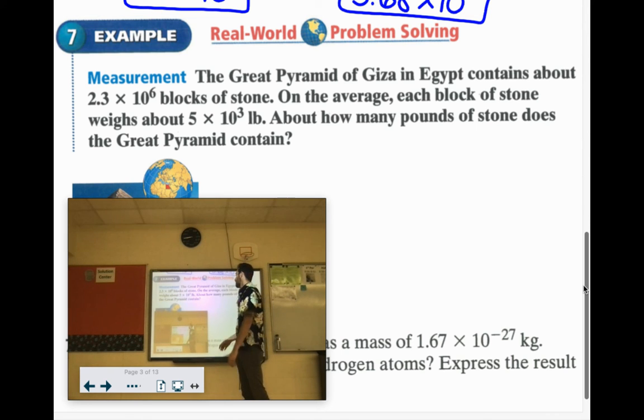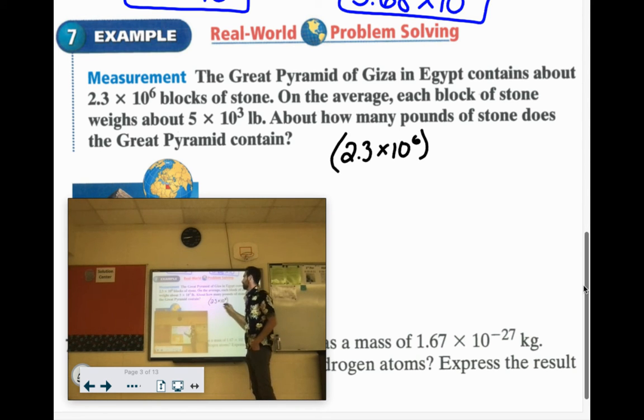Now, if I said there were 100 stones, and each one of them weighed 4 pounds, and I said, how much is that altogether? You would do 100 times 4. Each one of them weighs 4 pounds. So we're going to be multiplying this. We're going to be doing 2.3 times 10 to the 6th times 5 times 10 to the 3rd.